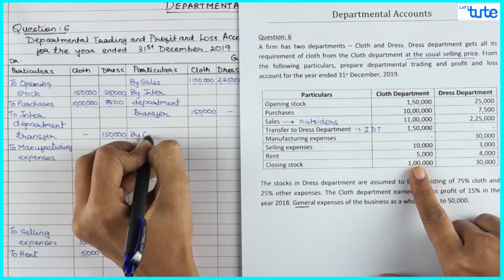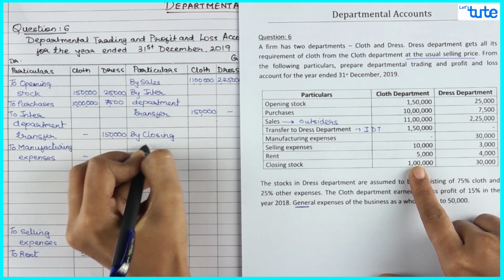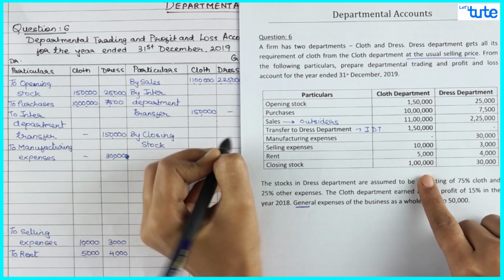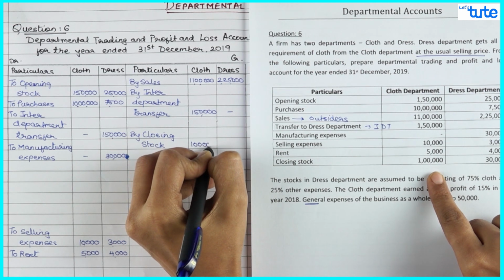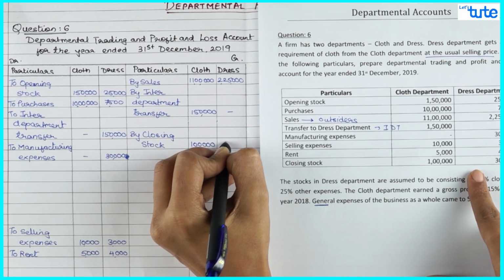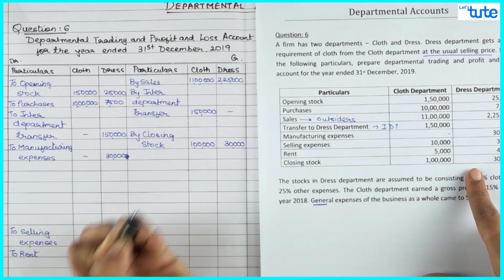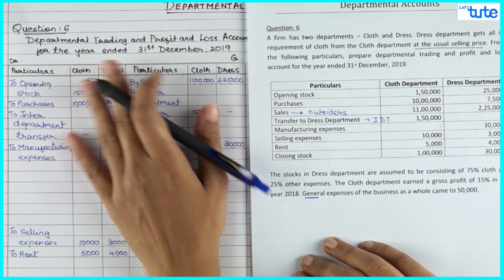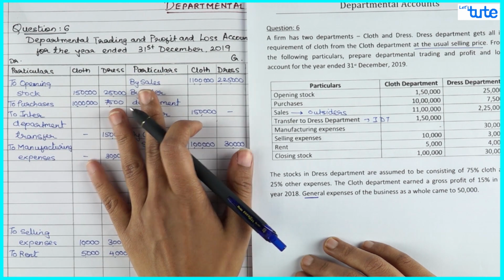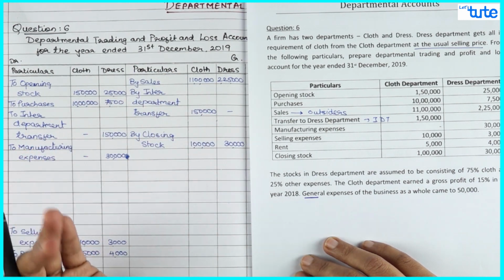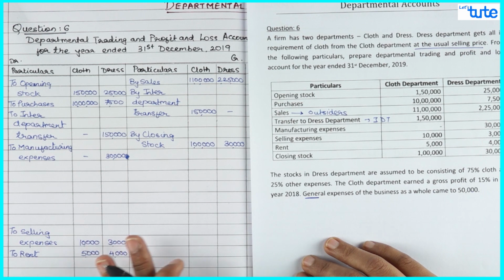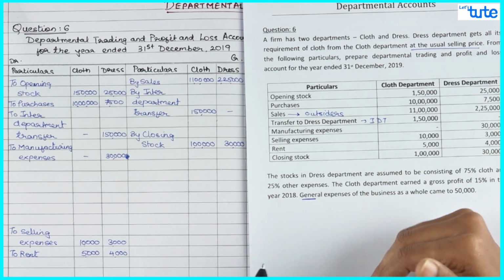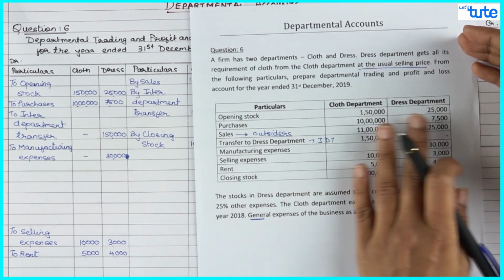So trading credit by closing stock. If you see, the preparation of trading and profit and loss account is very simple, just like what we have done for final accounts. Whatever the trading items are there will go to departmental trading account and divide between the departments, and whatever the indirect income and expenses are there will go to departmental P&L account and allocate between the departments. And over here allocation is also not required because directly the figures are given.